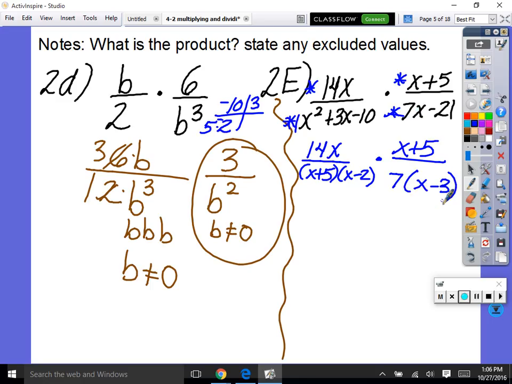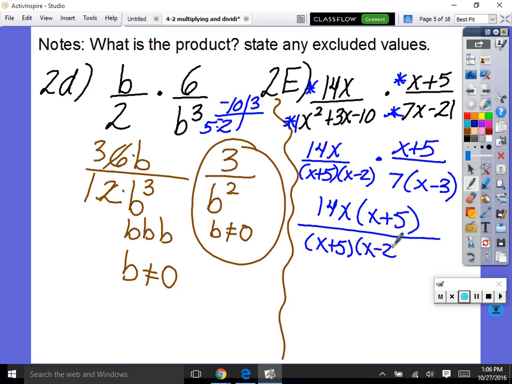Okay, awesome. Now we have it factored, so now we can multiply straight across. Let's leave it factored. So we have a 14x on top. We also have x plus 5. On bottom, we have x plus 5, x minus 2. Oops, a 7. I'm going to put it in front. Everybody good with that? Anybody lost?